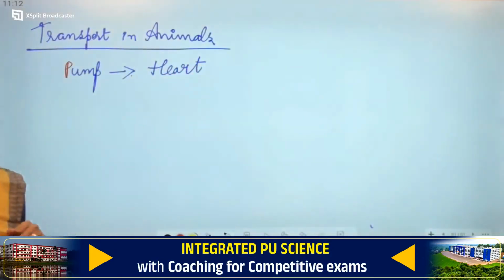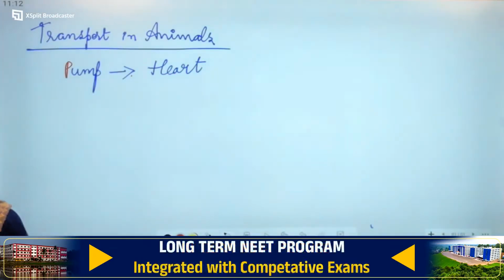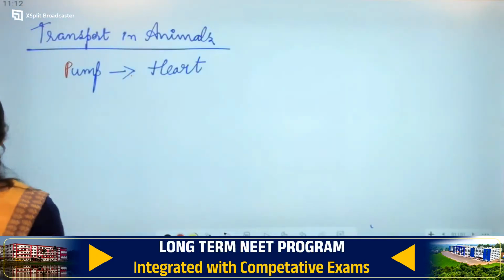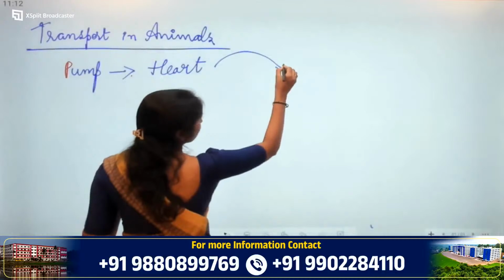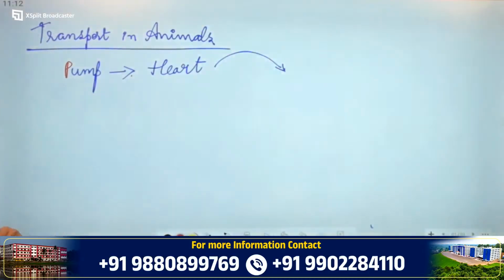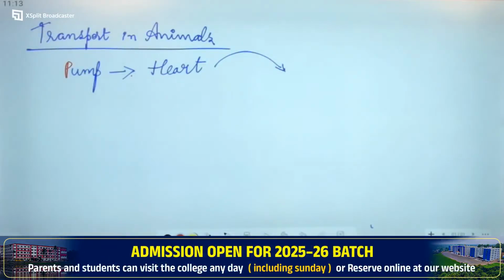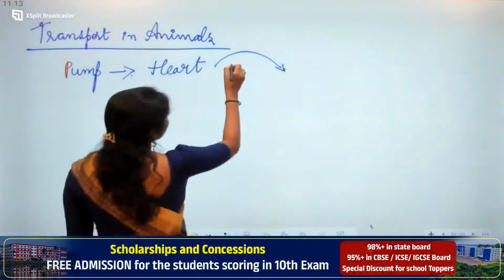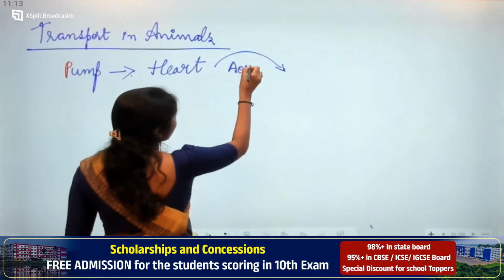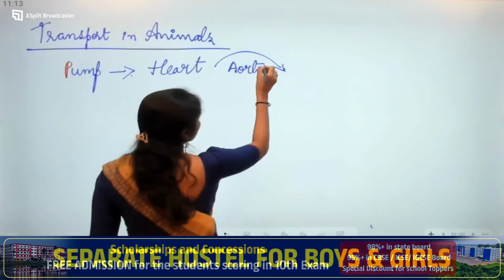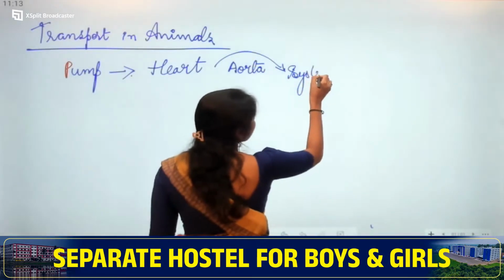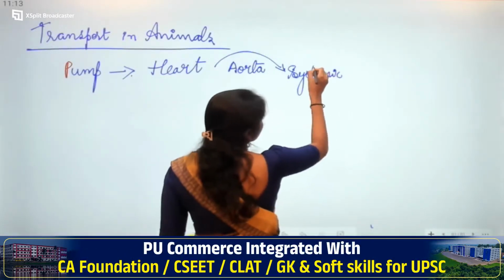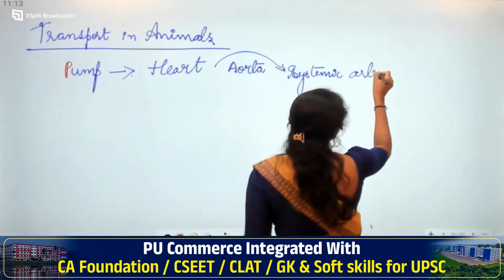The function of the heart is to pump the blood, and who will carry the blood from the heart? The blood which is pumped by the heart will be carried by arteries. It will be carried first by the aorta. The aorta will give rise to different types of arteries, or you can say systemic arteries. It is taken by the arteries. This much is clear?